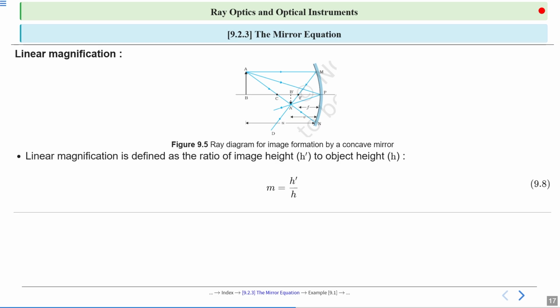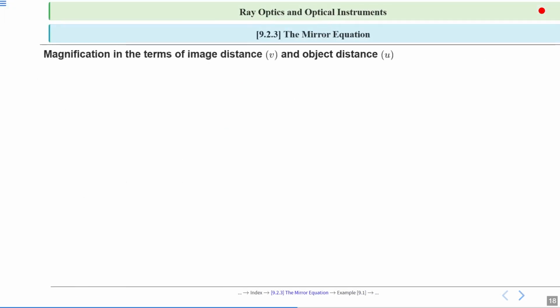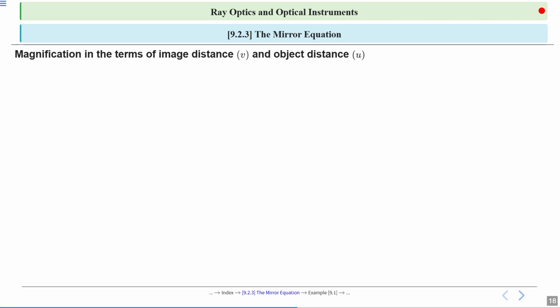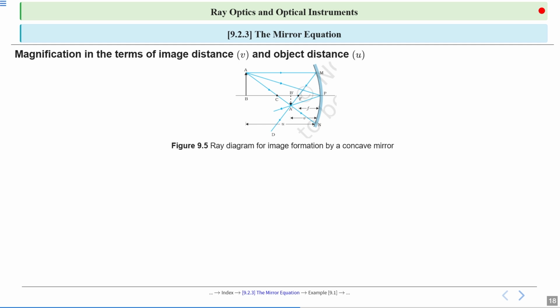So linear magnification is represented by small m, which is equal to h dash upon h. H dash is the image height, h is the object height. Mark it as 9.8 equation. Now magnification in terms of image distance v and object distance u.